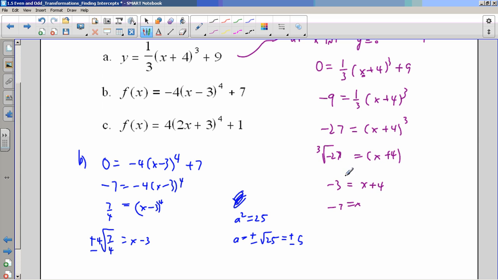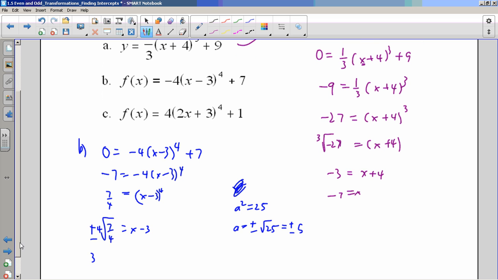Over here I didn't have to worry about that because there wasn't a second solution, because I could have a negative answer. And now notice here, add 3 to both sides. I got 3 plus or minus the fourth root, which I don't know what that is, of 7/4. Now I need to put that into my calculator.